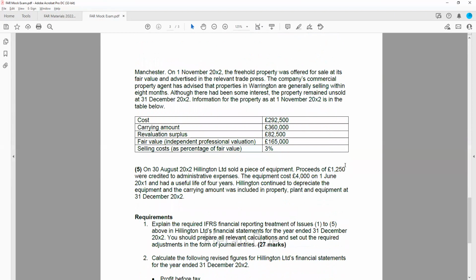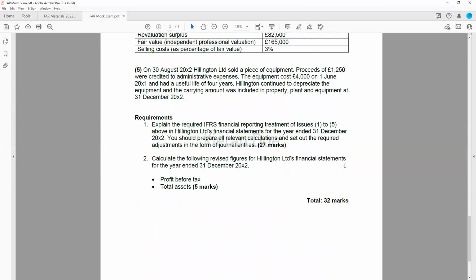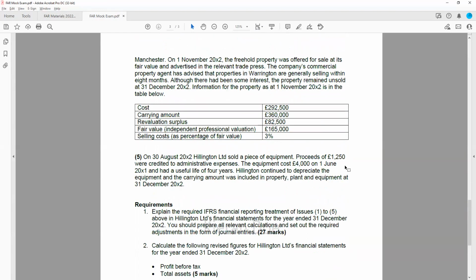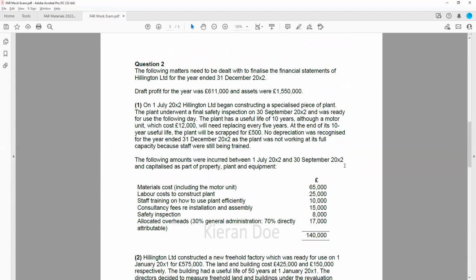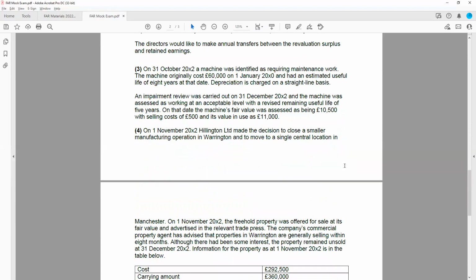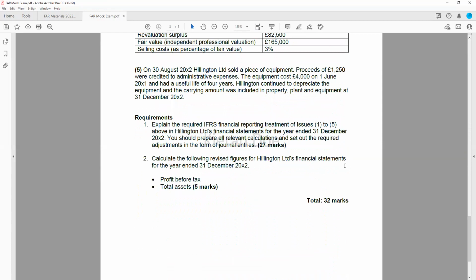Whenever I attempt exam questions, I always look at the requirement first of all, because I like to know what I have to do. Once I know what the requirement is, I can then read through the scenario and the question much more actively. Also, having looked at the requirement, I can start to think about the best way to tackle the question.